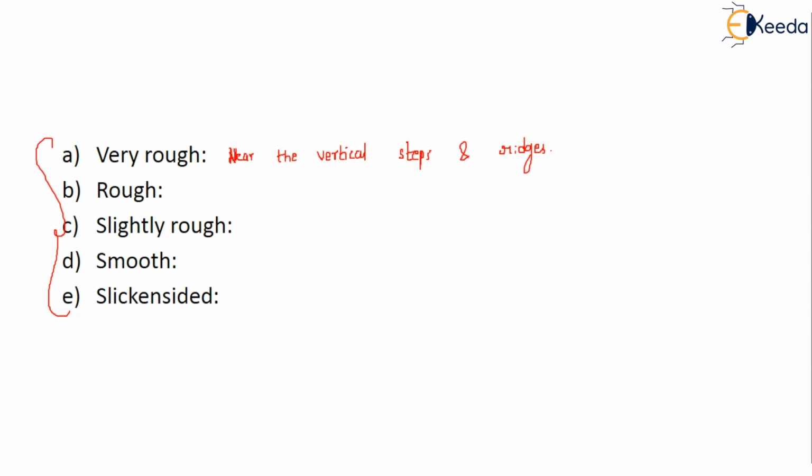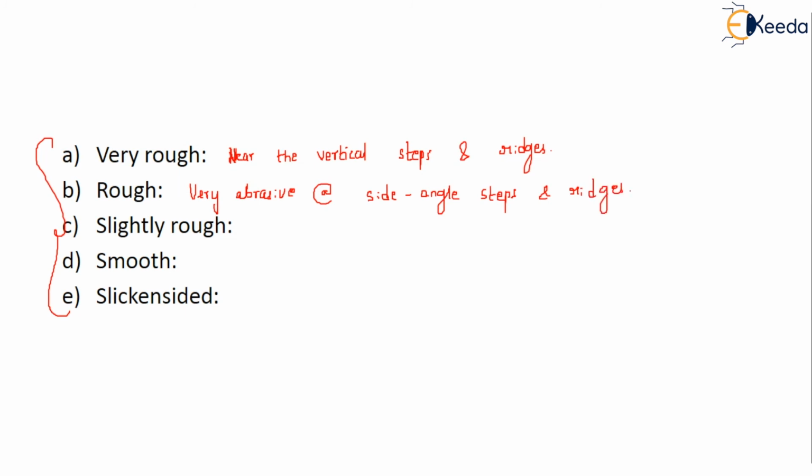What is rough? There are generally some ridges and side angle steps evident. Here the discontinuities feel very abrasive. How do these look? They look very abrasive in nature. Even these are found in side angle steps and ridges.